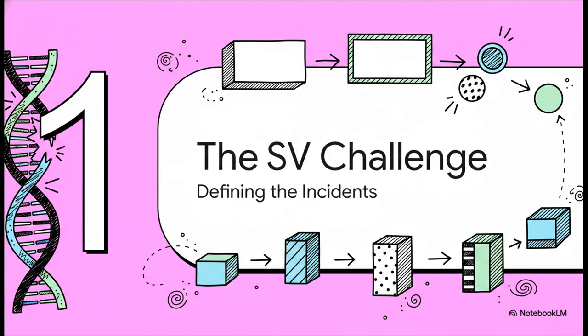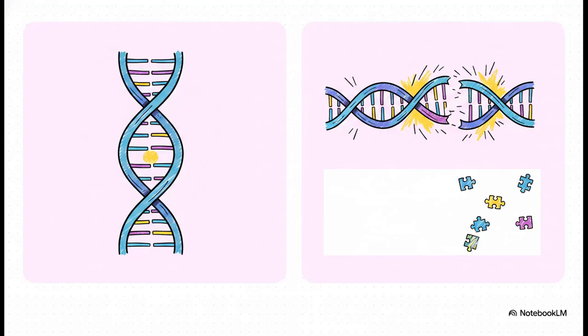Let's define the incidents we're actually looking for. For a really long time, genomic research was kind of hyper-focused on SNPs, single nucleotide polymorphisms. And that makes sense. SNPs are just small, single base pair changes. They're essentially just tiny typos in the genetic code, which makes them relatively straightforward to detect. But structural variants, SVs, are a completely different beast. By definition, we're talking about genomic changes larger than 50 base pairs.